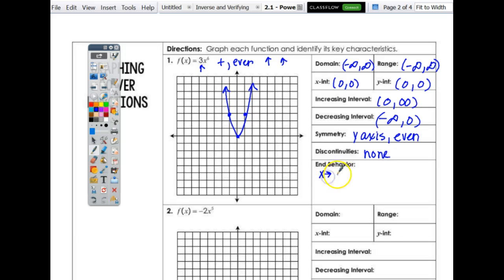And my end behavior, as x goes to infinity, my y's go to infinity. As x goes to negative infinity, my y's still go to positive infinity. Okay, so my points, did I just make them up? I didn't. If I put 0 in, I get 0 for my y. If I put 1 in, I get 3 for my y. If I put negative 1 in, I still get 3 for my y. So I'm just plugging points in to get points on the graph.